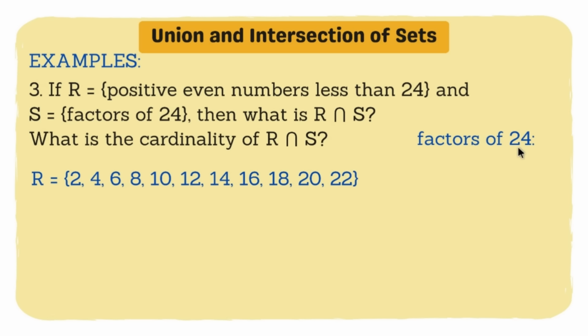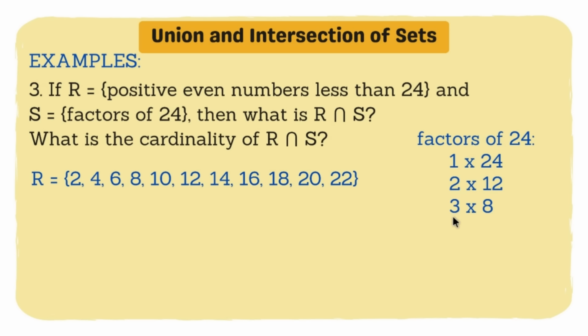Pwede nating umpisan sa pinakamababang number, like 1. Okay? 1, i-multiply mo sa 24, you will get 24. So, 1 and 24 are factors of 24. Anong susunod? Pwede ba ang 2? Yes, we can multiply 2 by 12, we will get 24. Therefore, 2 and 12 are also factors.